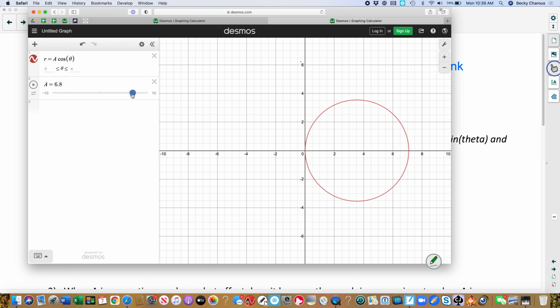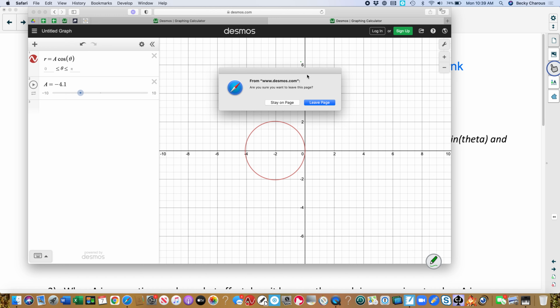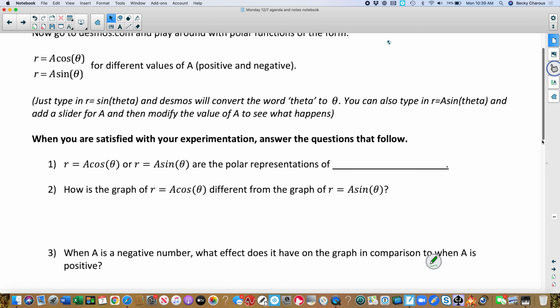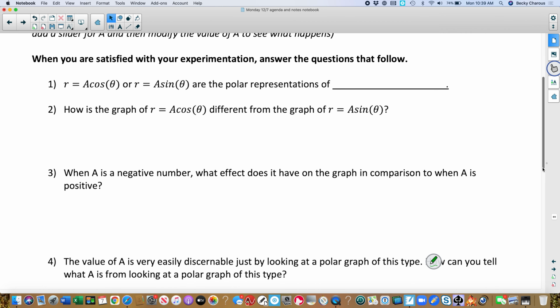And what do you think is going to happen when a is negative? It flips to the left. It's going to be on the left. Okay, so that's kind of nice, right? So now when we go forward, when we're graphing circles, we're not going to do all those points anymore. We're just going to know what it is. We're going to see what that graph is, and we're going to graph it. Okay, so we're going to summarize here. So r equals a cosine theta or r equals a sine theta are polar representations of circles, which is nice.